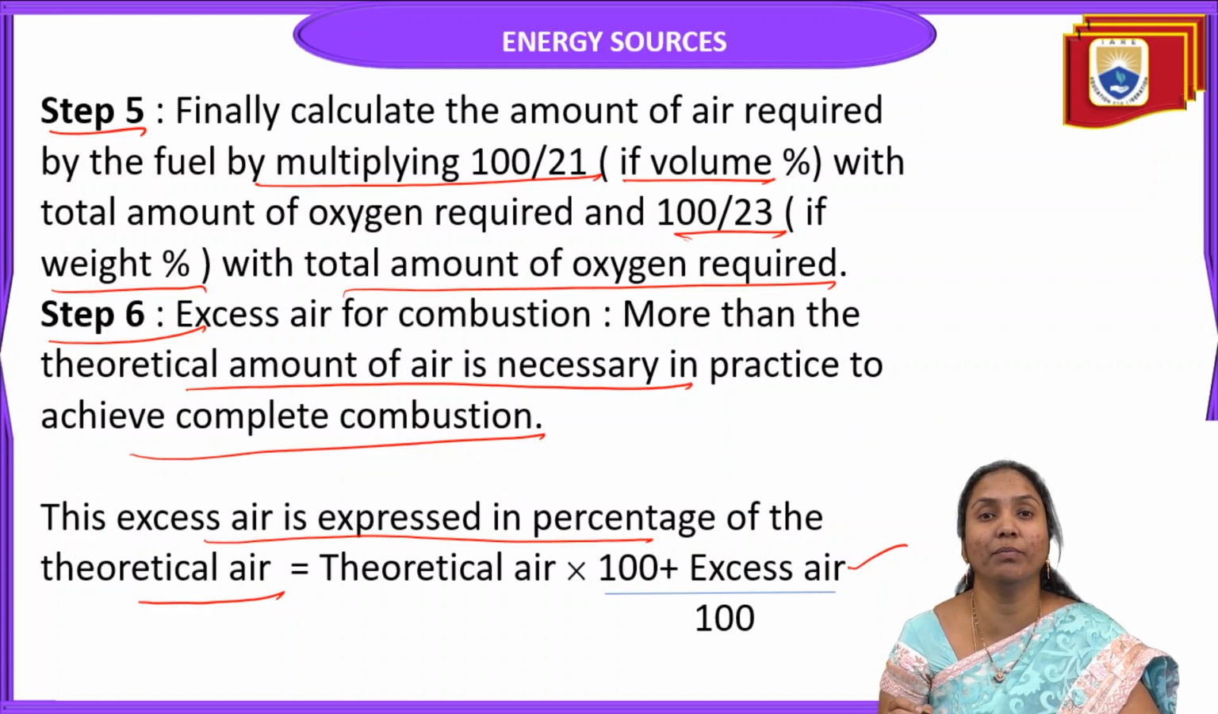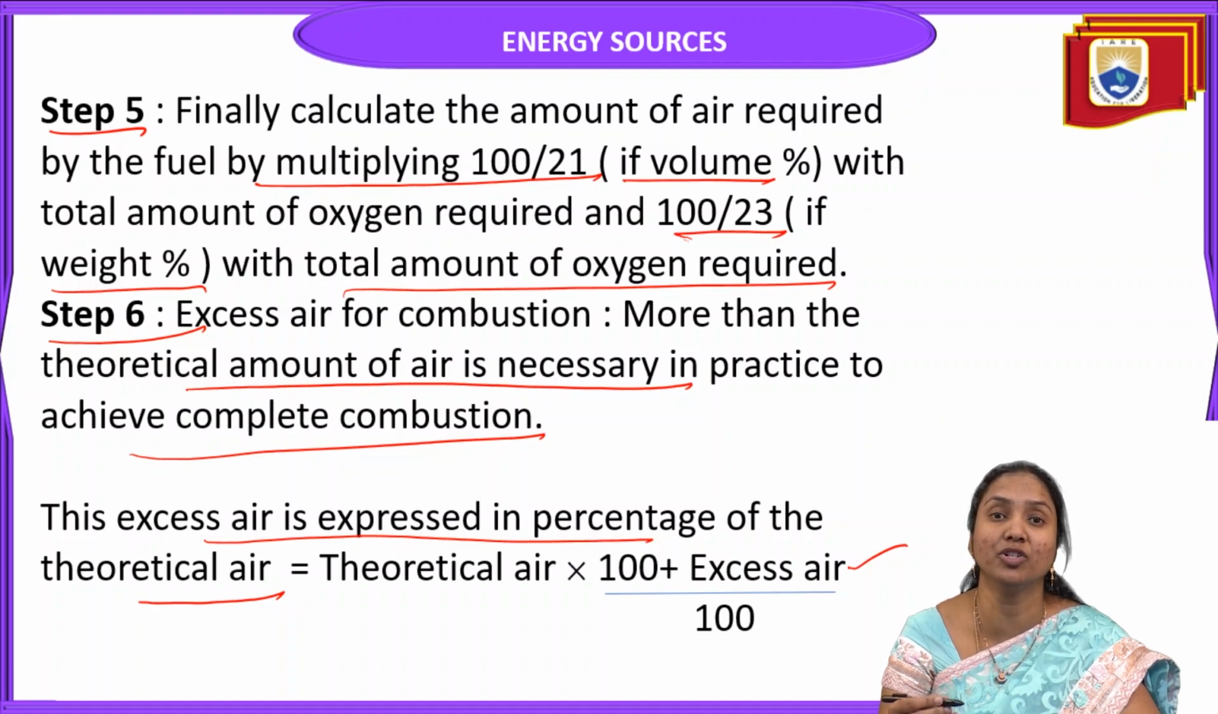So these are the most important points we should remember before calculating how much air is required for complete combustion of fuel. For numerical problems, all these points are important. So what is step 1? We write down the combustion reaction. Next, step 2, from this combustion reaction, we calculate how much oxygen is required for complete combustion of the elements or compounds present in fuel.